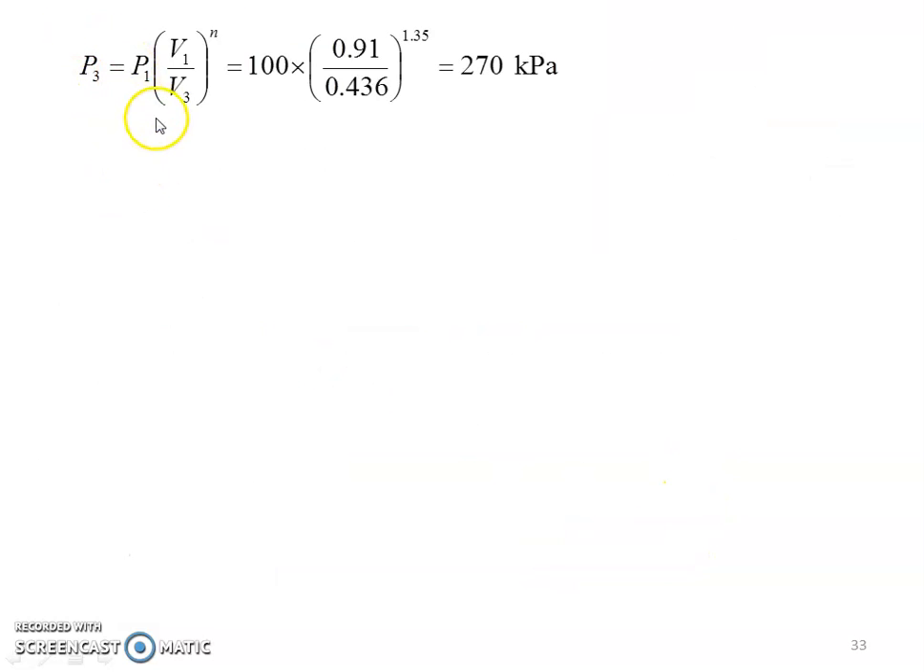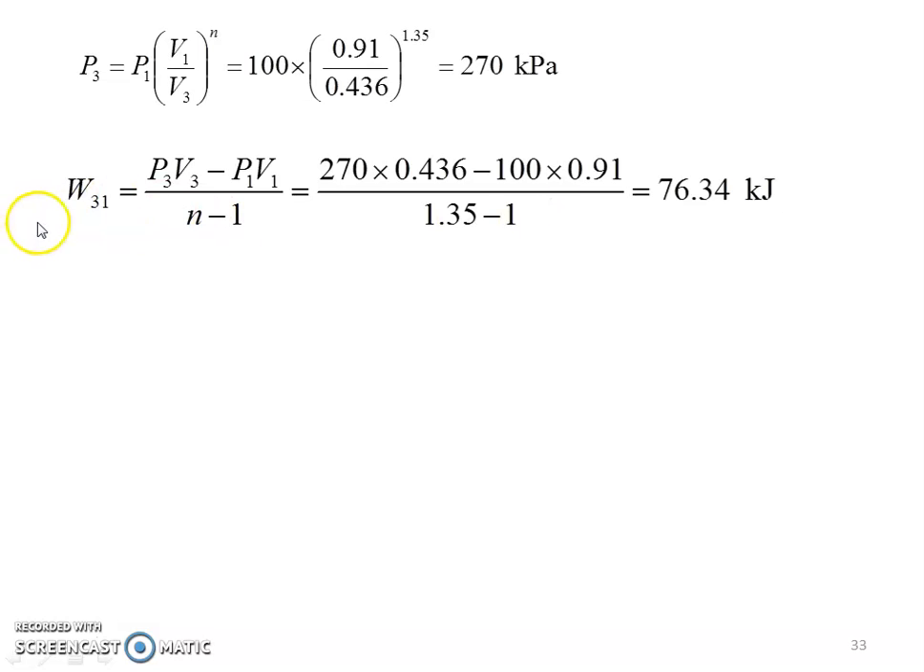P3 equal to P1 into V1 by V2 to the power n. Again, the relationship between pressure and volume for the polytropic process. So 100 into 0.91 divided by 0.436 to the power 1.35 equal to 270 kilopascal. So work done for the polytropic process, P3 V3 minus P1 V1 divided by n minus 1. So 270 into 0.436 minus 100 into 0.91 divided by 1.35 minus 1 equal to 76.34 kilojoules.